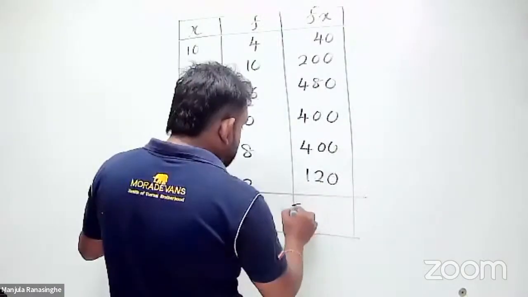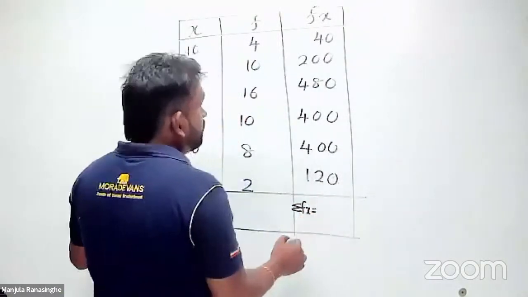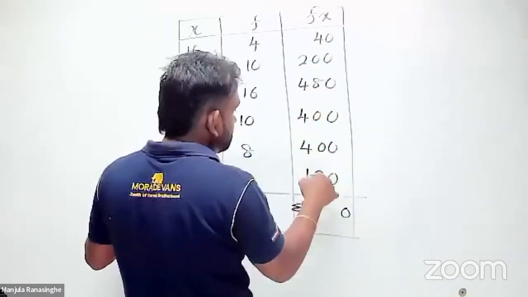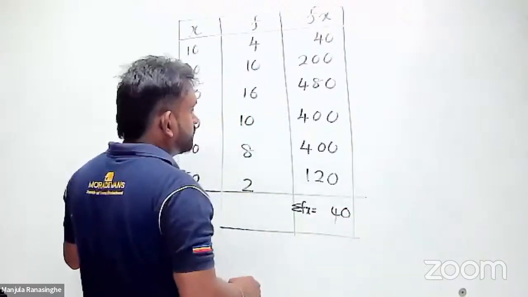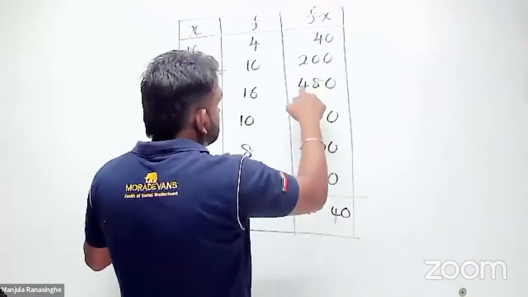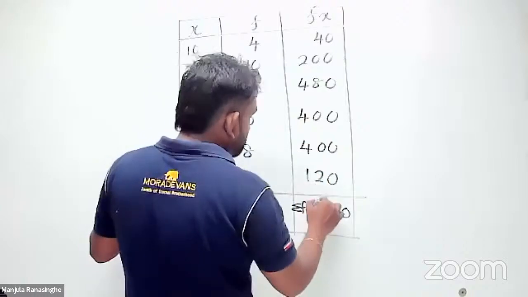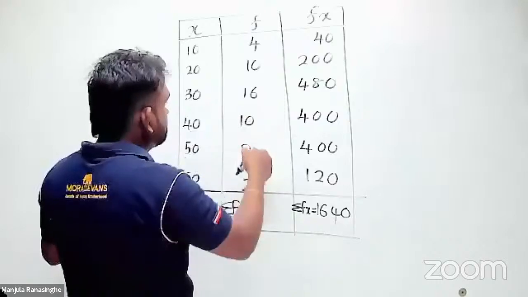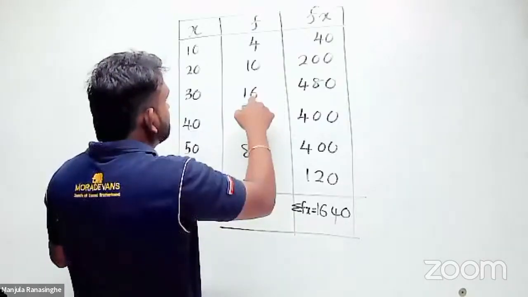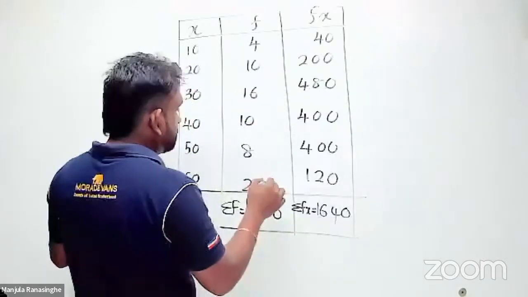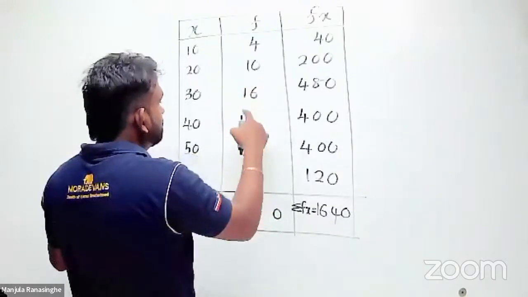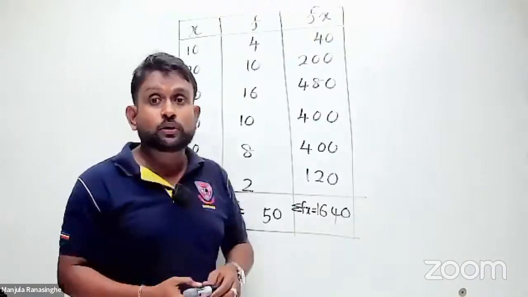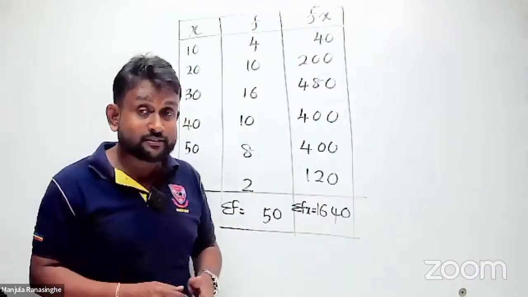Here sigma fx is required, that means the sum of the fx column. Here zeros there. Then 1640, and you take sigma f, that is the sum of the f column. Here 50, right? 50 there. Okay, now you can take the mean.